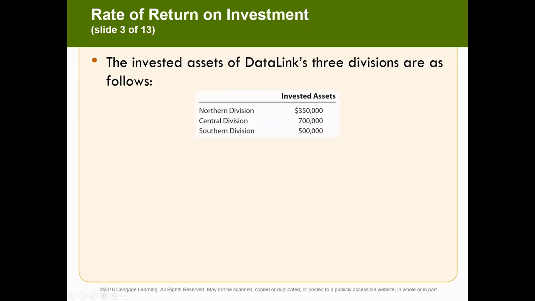Okay, so let's look at an example here. Datalink is a company that provides internet service. The invested assets of Datalink are in three different divisions: the Northern Division, Central, and Southern Divisions. The invested assets in each division are as follows. We have $350,000 in invested assets for the Northern Division, $700,000 for Central, and $500,000 for the Southern Division.